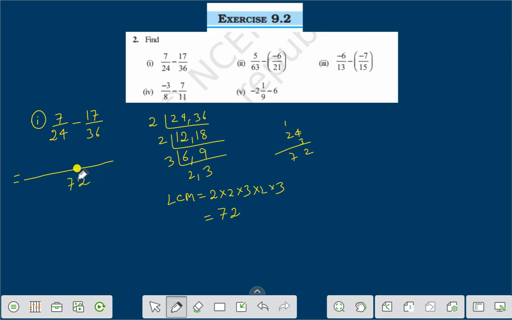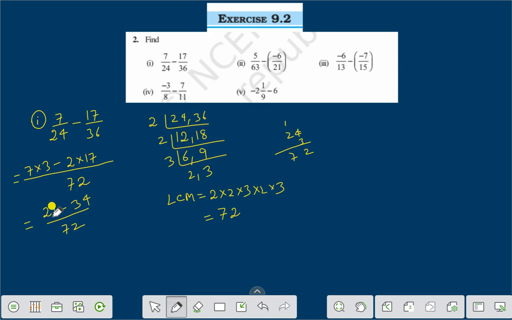Now if we divide 72 by 24, we get 3, so you have to multiply 7 with 3. Minus, if you divide 72 by 36, you will get 2, therefore 2 into 17. So 3 sevens are 21, minus 2 seventeens are 34, by 72.